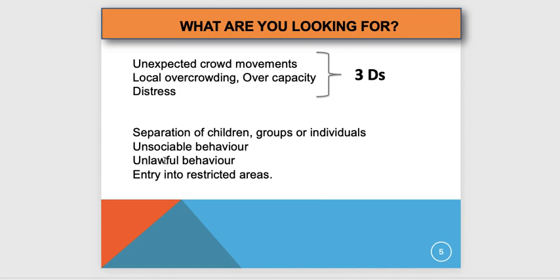So you're looking for unexpected crowd movements, i.e. people moving unexpectedly, surges of people. Local overcrowding. Again, you find that on the concourse. Overcapacity and distress. What you're also looking for: separation of children, groups or individuals. You're looking for unsocial behaviour, unlawful behaviour, and entry into restricted areas. We're going to go through this today, but that's what you're going to be looking for, okay?